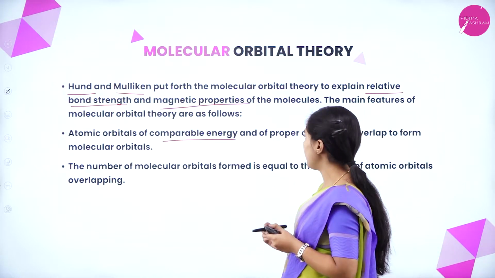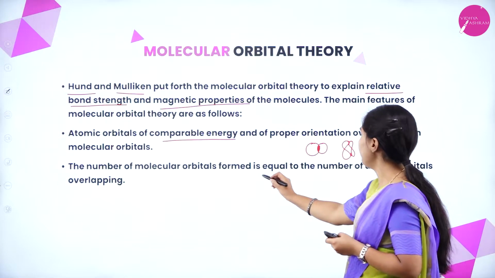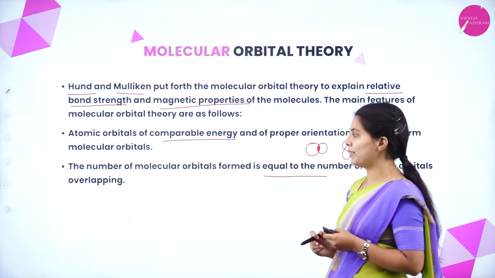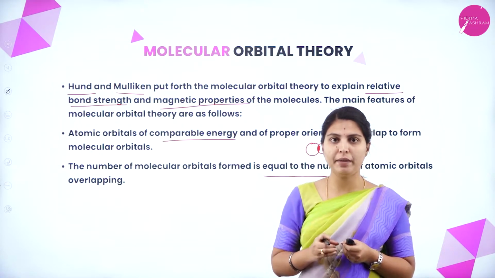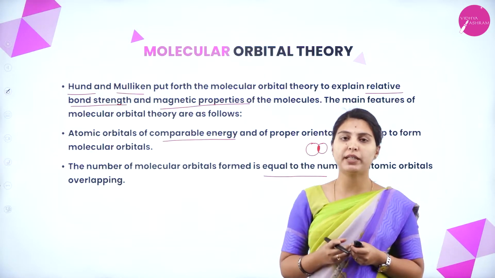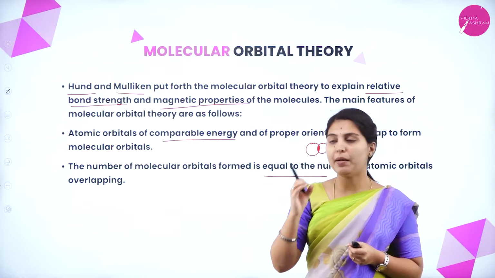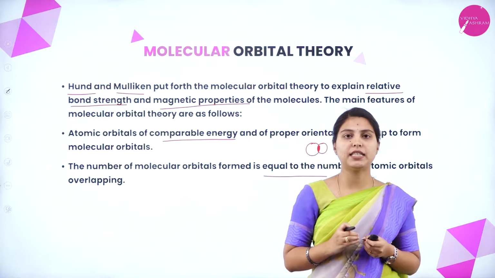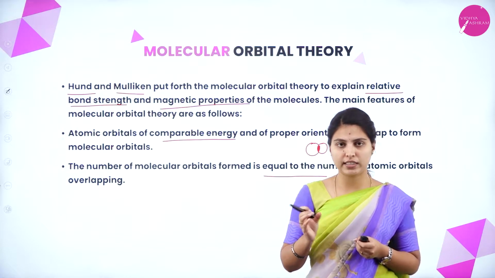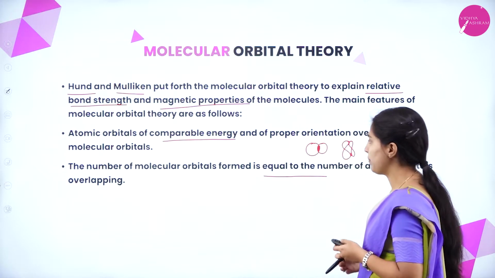The number of molecular orbitals formed is equal to the number of atomic orbitals overlapping. How many atomic orbitals have been overlapped? That many molecular orbitals will form. That's why the number of molecular orbitals will be equal to the number of atomic orbitals that have been overlapped. That is one and the same for calculation purposes.